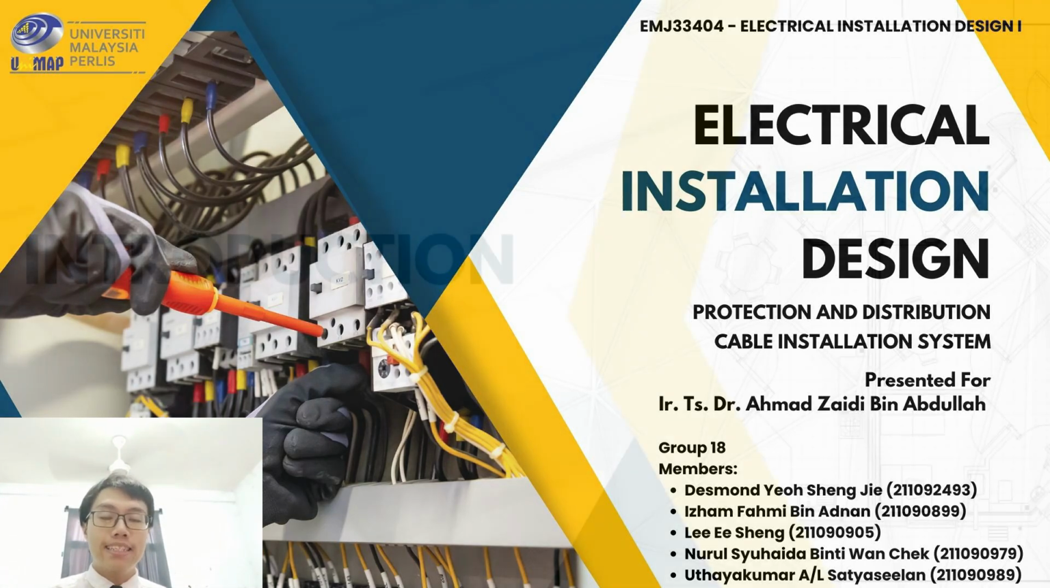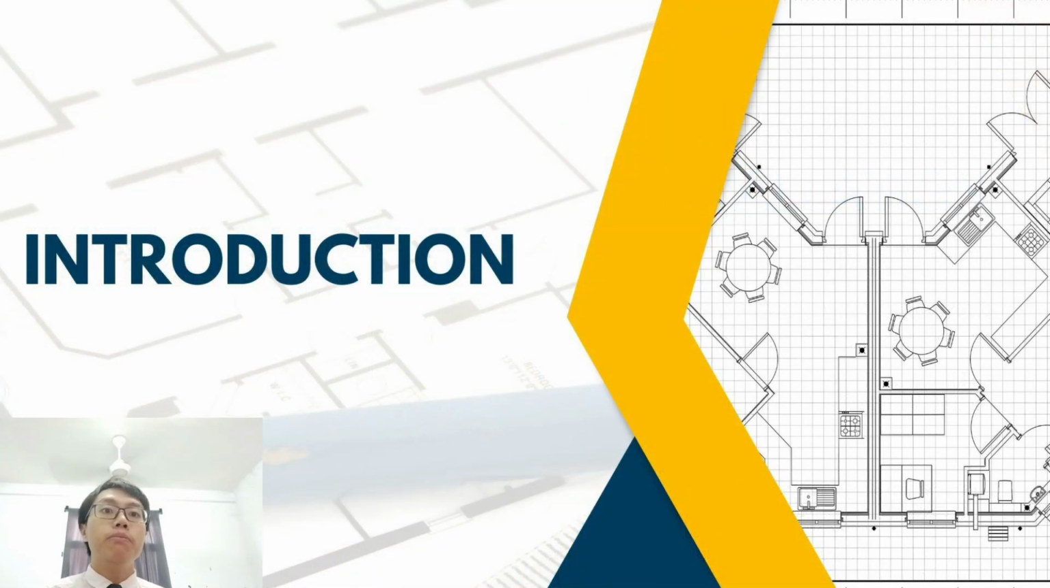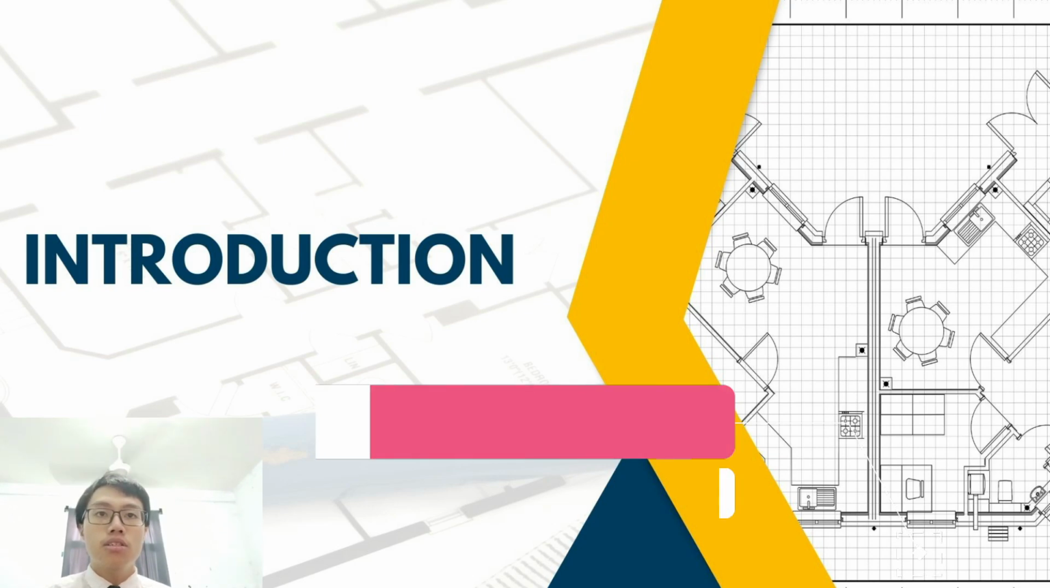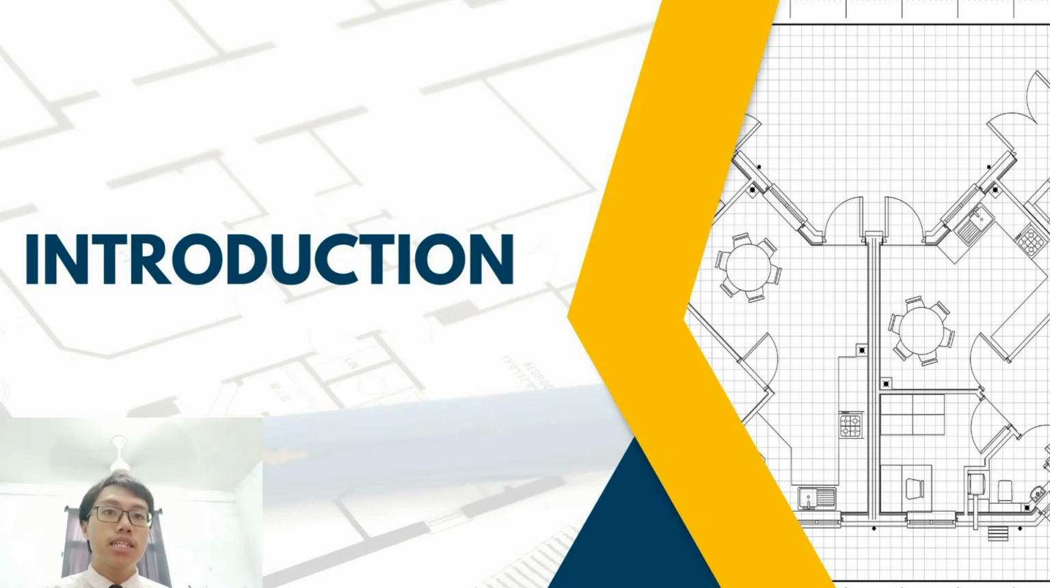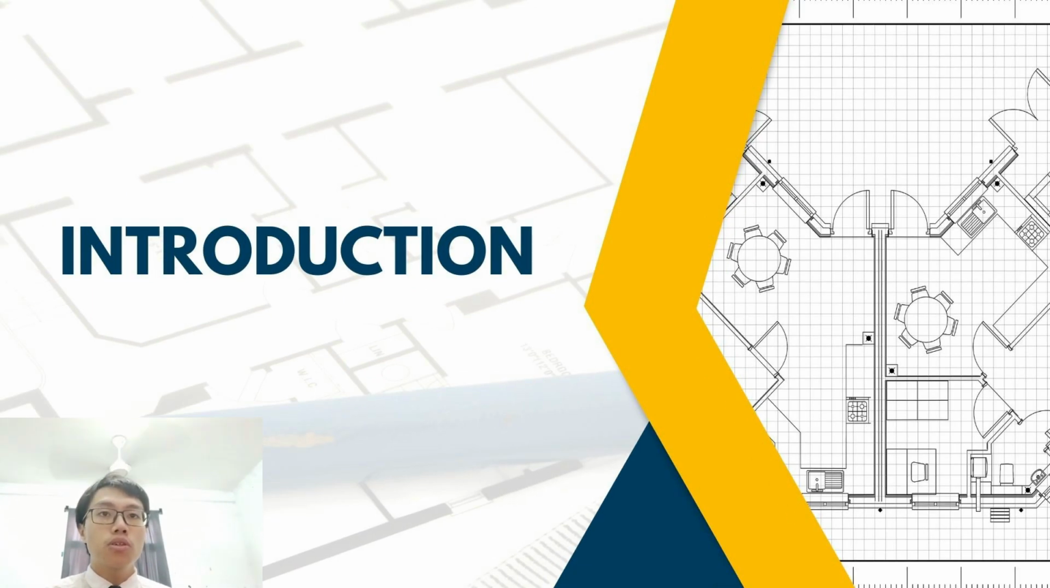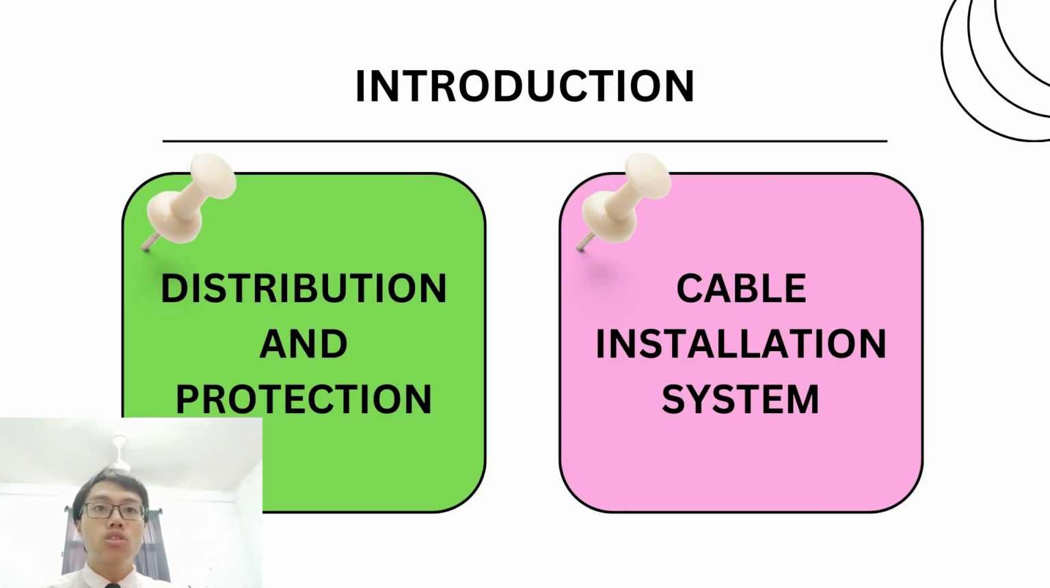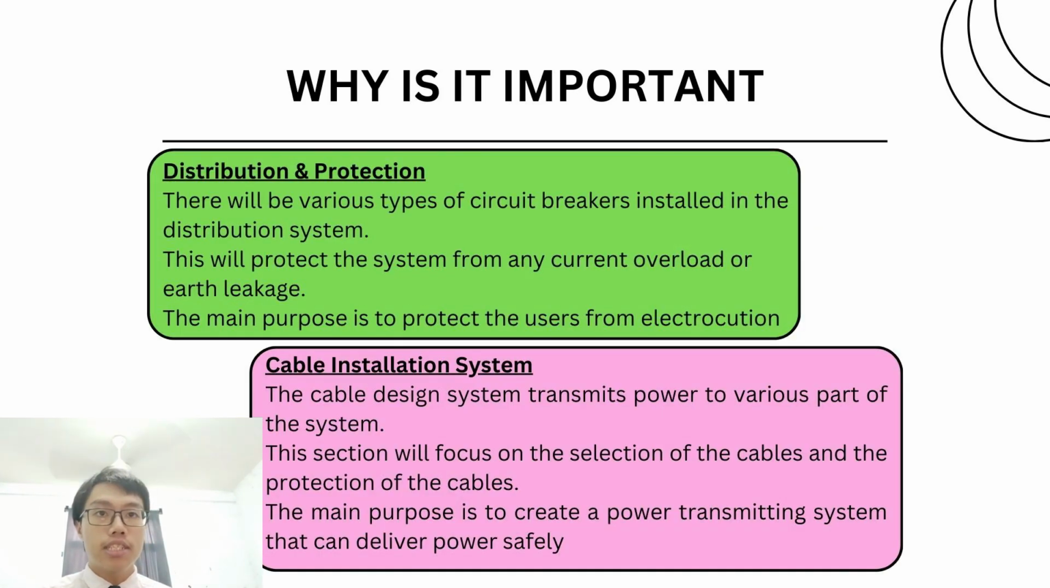We are from group 18, and today we are going to be presenting about our assignment 3 and assignment 4 for electrical installation design. So, my name is YEOH, and before I start my presentation, I'd like to give a brief introduction to this video. In this video, we're going to be talking about two elements: distribution and protection, and the cable installation system. So, why is it important to install these two systems properly?